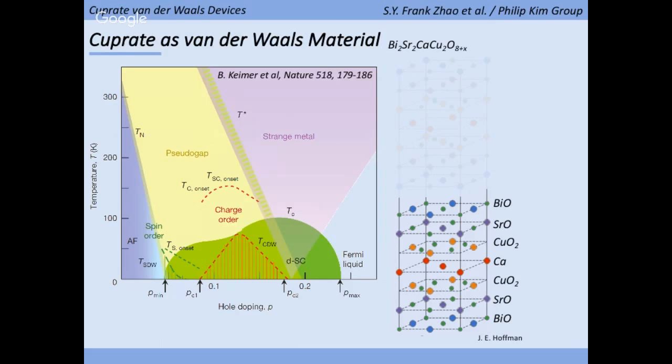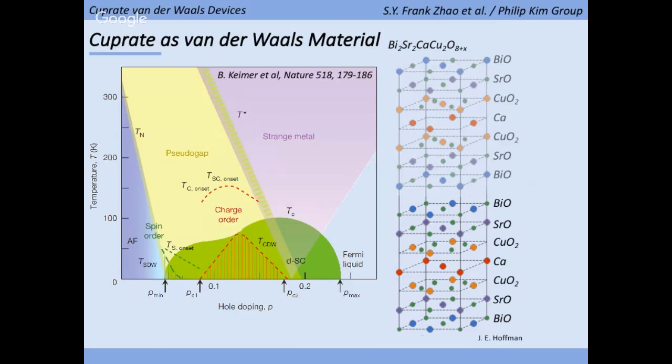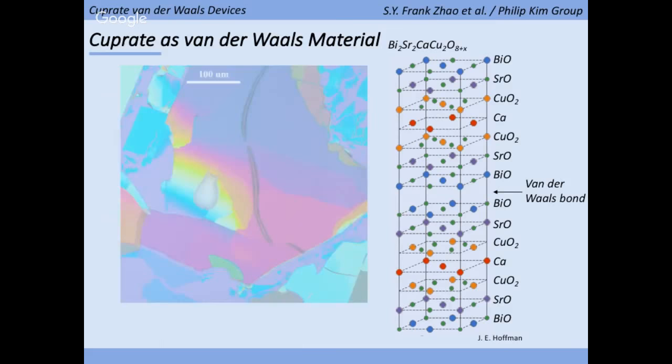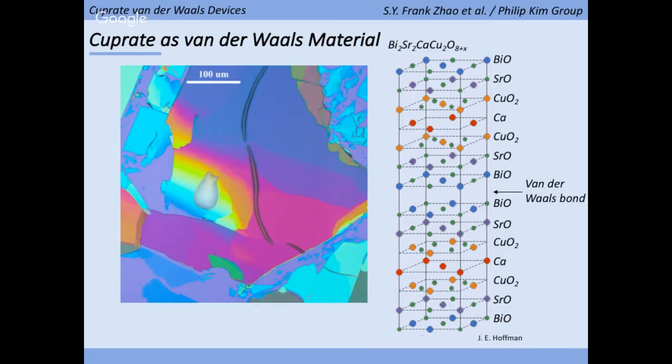And actually, in the cuprates, we're very lucky to have access to this material, which is special because it has neighboring bismuth oxide layers which are van der Waals bonded to one another. So in your whole unit cell over here, you can split the crystal in the C direction and make these really wonderful, large, exfoliable flakes.